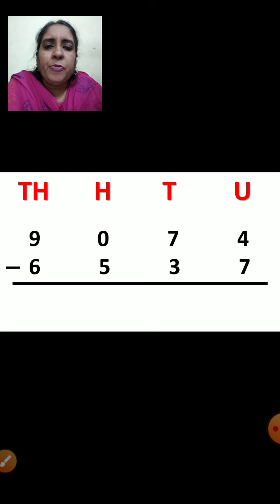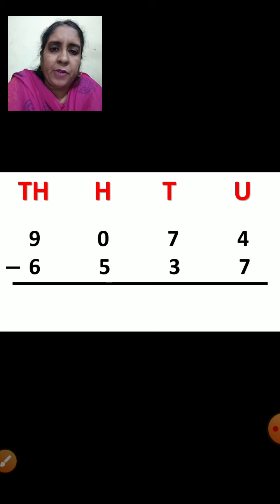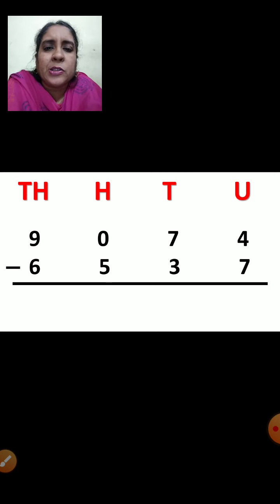Now we will do the next sum. Here also you can see the numbers are arranged vertically. That is 9074 minus 6537. Now let us see how to subtract. Now see the units place number, 4 and 7. Now you cannot subtract 7 from 4. Right? 4 is small, 7 is big. What will you do?